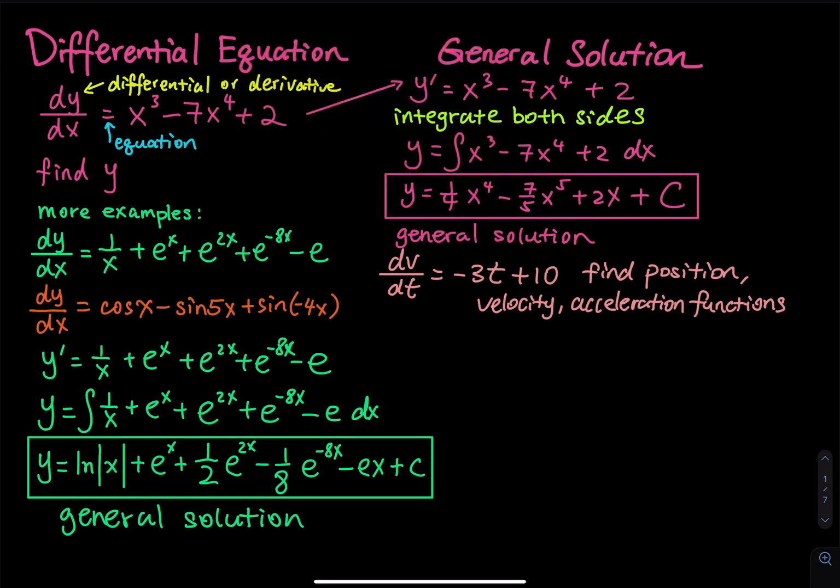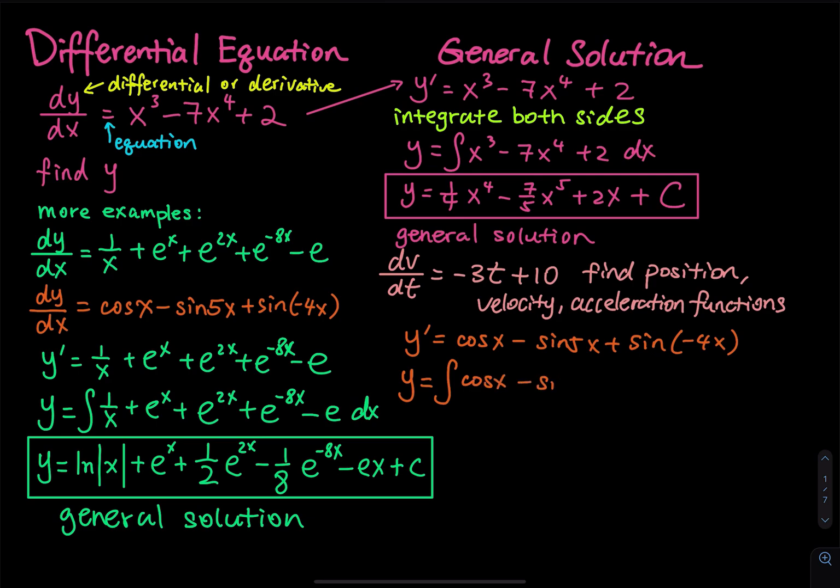We have y prime equals cosine of x minus sine of 5x, and then plus sine of negative 4x. And then to find y, we integrate both sides, or you can just go ahead and do the integration. So we have the integral of cosine of x minus sine of 5x, and then plus sine of negative 4x, dx. The integral of cosine is equal to, what is that equal to? Tell me. I heard sine of x, correct? So this is equal to sine of x, and then the minus is going to carry over. And then how about the integral of sine?